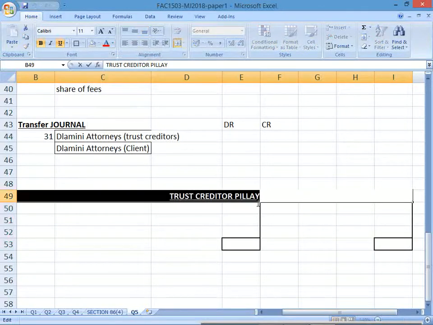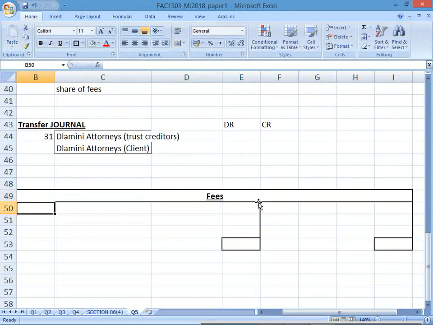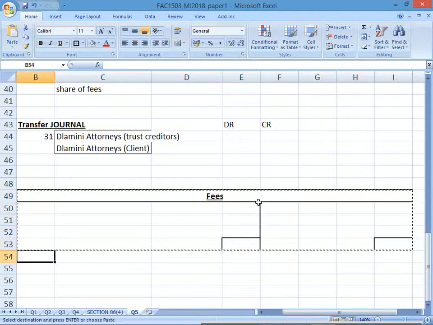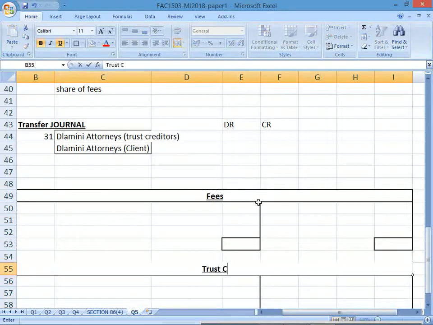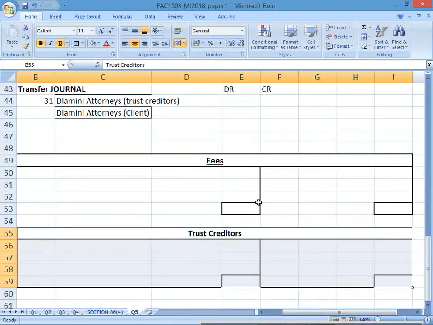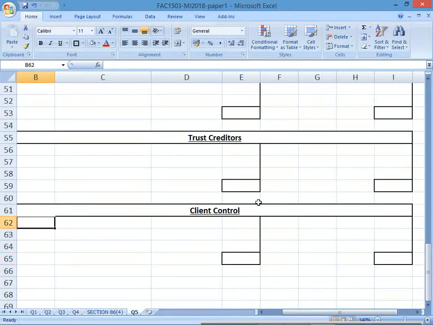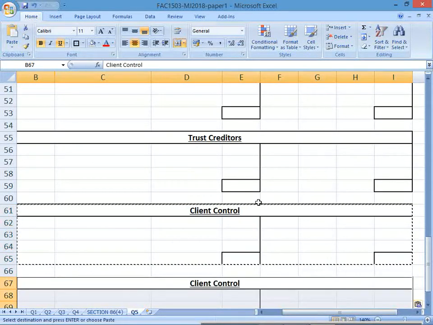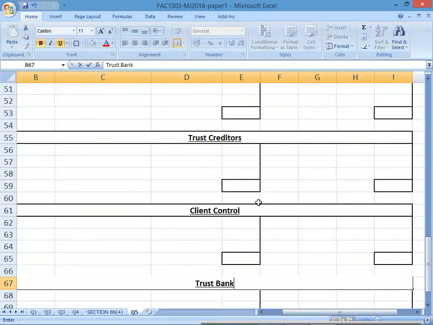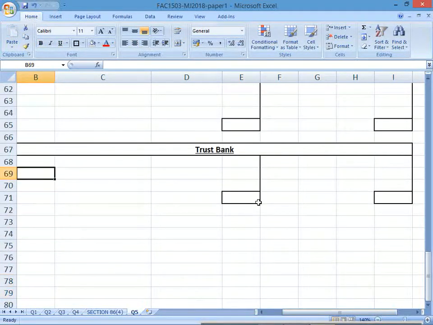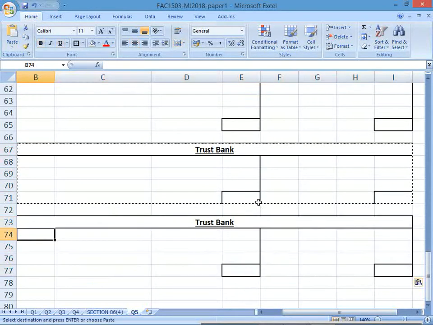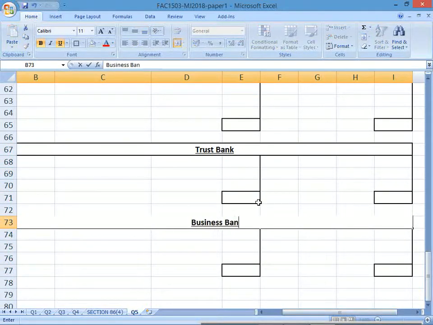What ledger accounts do we have here? What's the first one called? Just so we can write them in. Fees accounts, that's the first one. Next one, trust creditors. Next one, client control. And then trust bank. Anything else? So there's a lot. Trust bank, sheriff fees, trust bank, normal bank, sheriff fees.